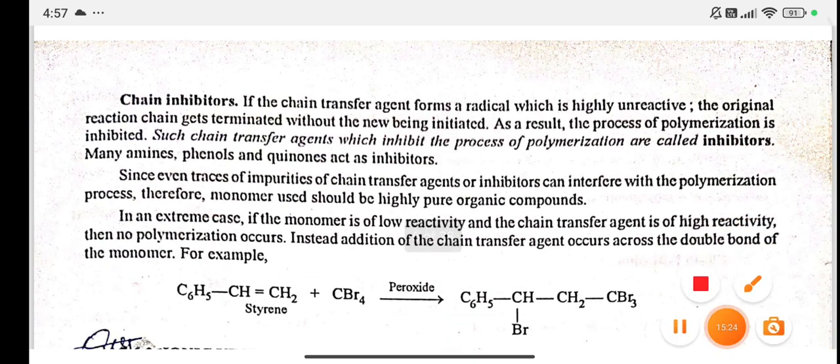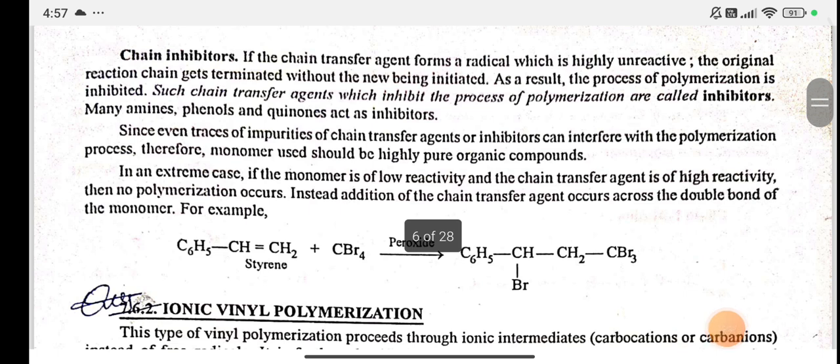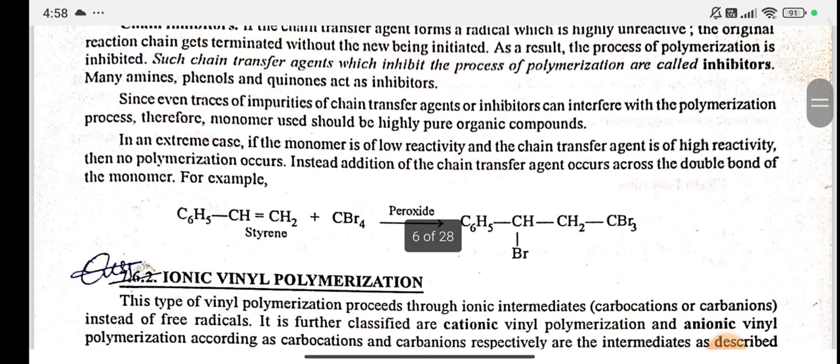Chain inhibitors. If a chain transfer agent forms a radical which is highly unreactive, the original chain reaction gets terminated without a new one being initiated. As a result, the process of polymerization is inhibited, and such chain transfer agents which inhibit the process of polymerization are called inhibitors. Many amines, phenols, and quinones act as inhibitors.